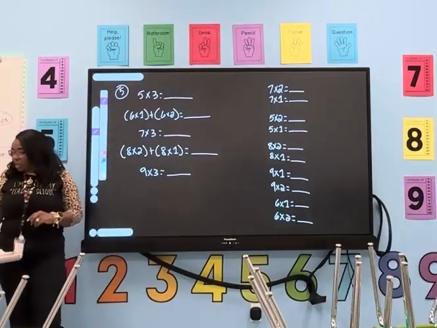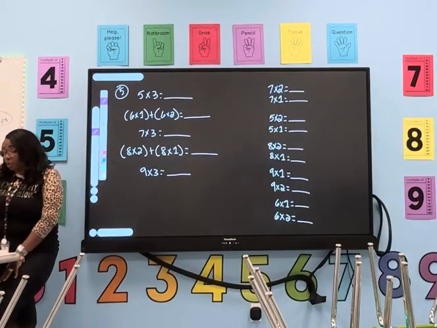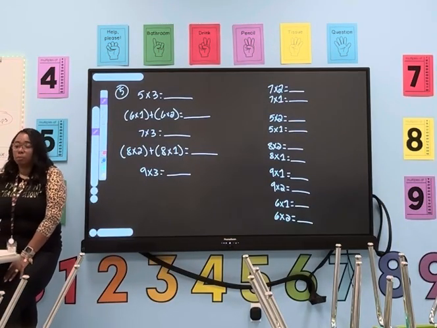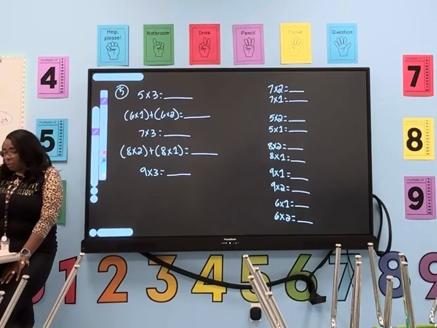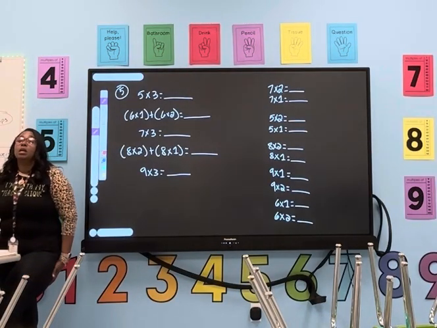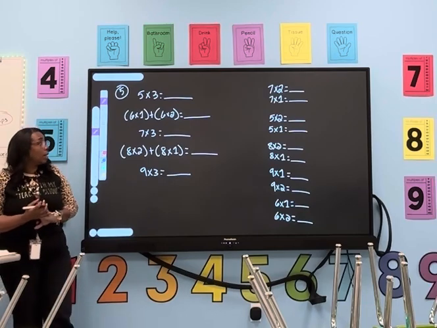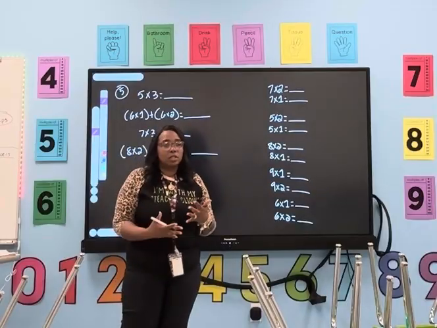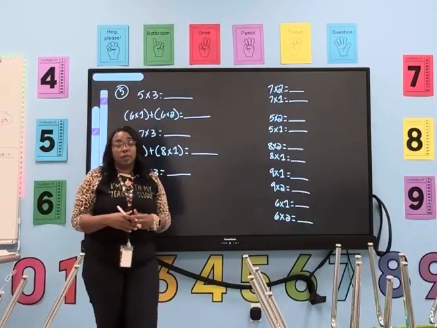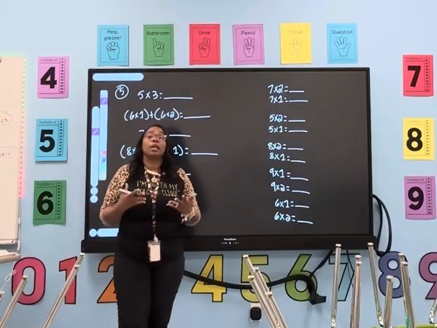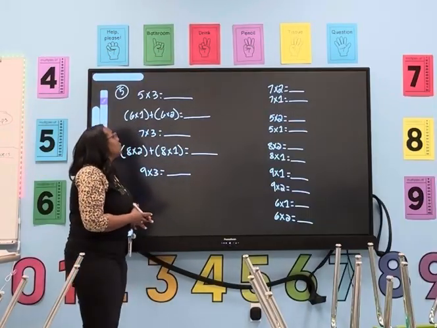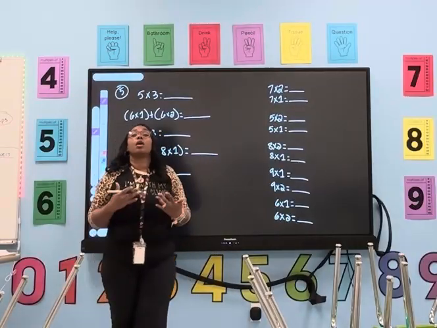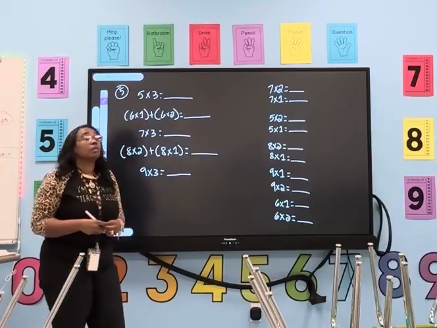Number 5 says, draw a line to the pair of multiplication equations that can be used to solve each multiplication problem. Write the missing product for each equation. So before we can draw lines, we need to write the missing products. Remember, I'm going to keep saying these definitions so that you can start to get used to them. So product is the answer to our multiplication equations. So that means we have to answer these multiplication equations before we can even draw the lines. So let's go ahead and answer that first.